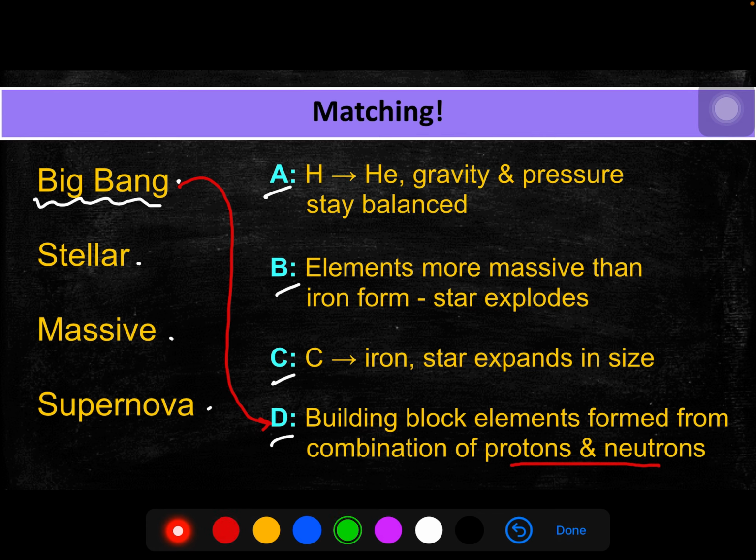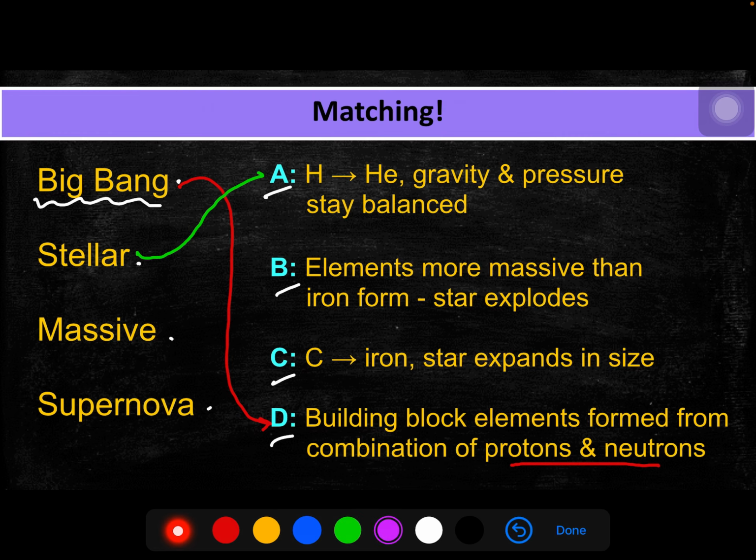Stellar nucleosynthesis, that is the key to all stars. That's when stars really come to be. So stellar is thinking about hydrogen into helium. And those two forces, gravity and pressure, stay balanced to maintain the star in that original stage.